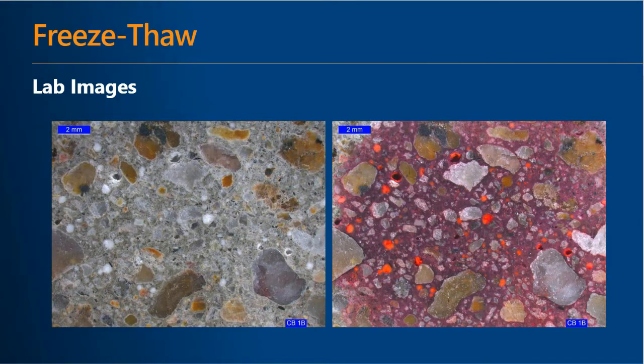But we can use chemical reagents that will stain ettringite orange. This particular example is alizarin red S dye. And so all of those white deposits in the voids are stained orange now. And that's one method that petrographers can use to identify the composition of those deposits.